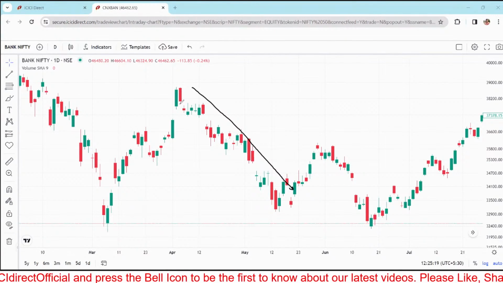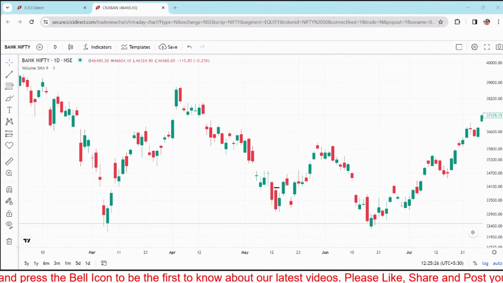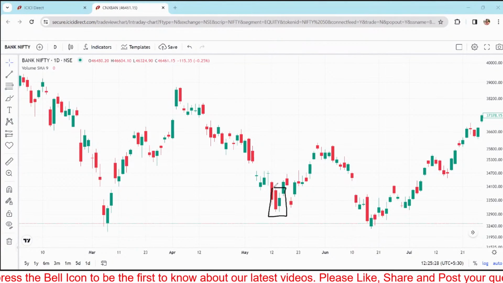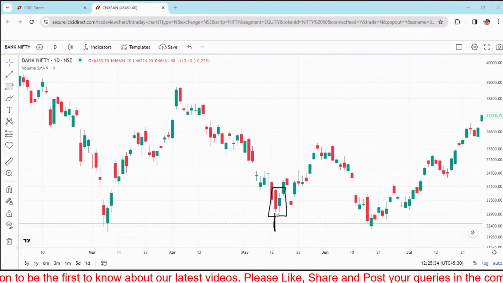This is a downtrend. So we have spotted a downtrend. First of all, the first condition is done: we have to find a downtrend. If you see this side, can we say there is a red candle here? There is a red candle here, and the next candle is a candle which is formed within the body of the previous red candle. Can we say that?